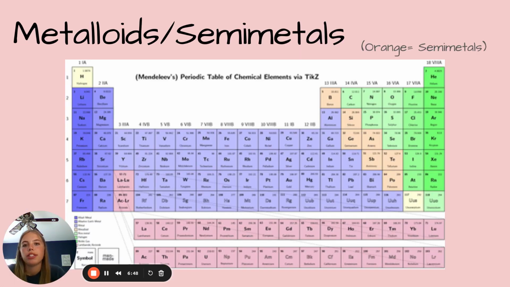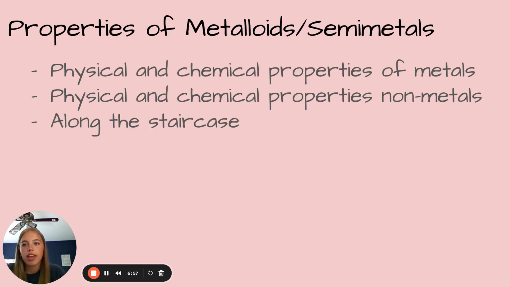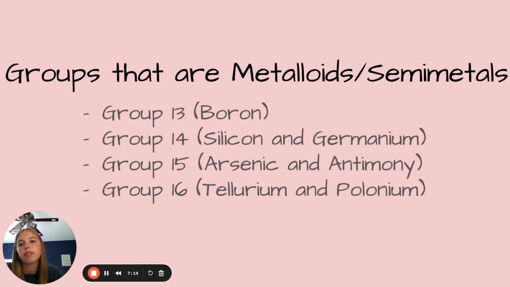And then lastly, the metalloids or semi-metals. Those are on the staircase, so again, this orange, yellow type of color of those elements. They have both physical and chemical properties of metals and nonmetals, so they're kind of like a hybrid of both, which is pretty cool. They've got cool reactions. They look cool. And it's fun to see how they're different. They're right along the staircase, which I mentioned earlier. Groups that are metalloids and semi-metals are all in the middle of the groups that I mentioned previously, so 13, 14, 15, and 16.